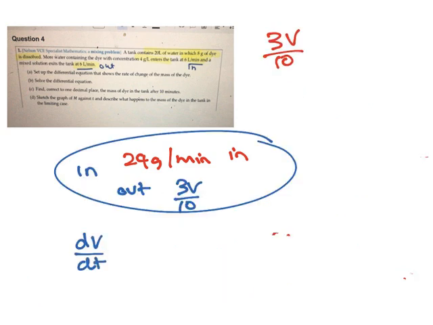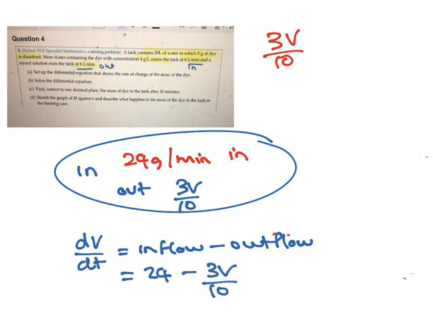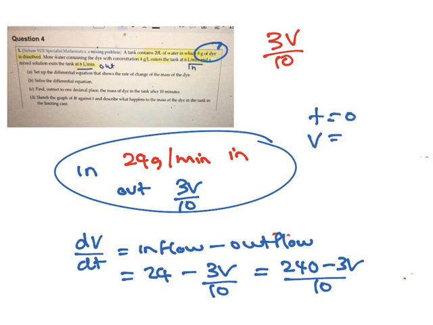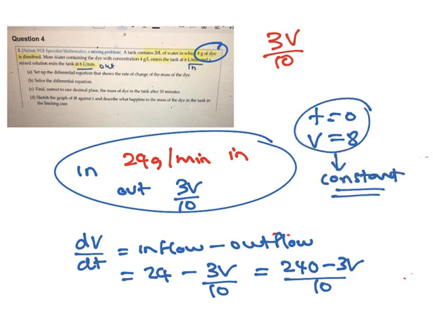Okay. So dV on dt is the inflow minus the outflow. So the inflow would be 24 minus 3V on 10, which equals 240 minus 3V on 10. And then it just becomes a differential equation that you can solve. The 8 grams, that's what you use initially. The amount of dye in there would be 8, and that's what you use to actually find your constant.